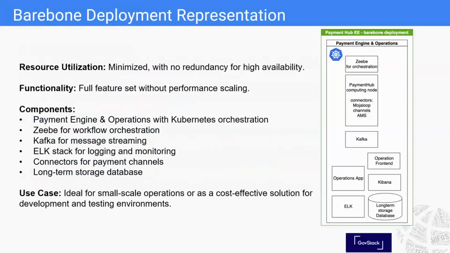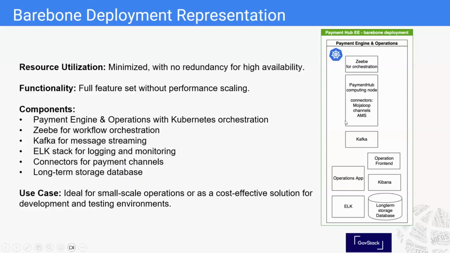All right. Just to give you an idea of what we mean when we say these are the types of models, we've given you some visual graphics so that you can understand. As you can see, this is a very minimized model. There is no redundancy for high availability, so it is not recommended for production. It is recommended if you want to test things out.